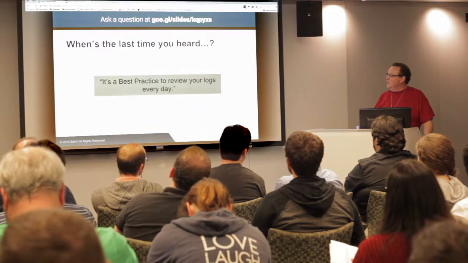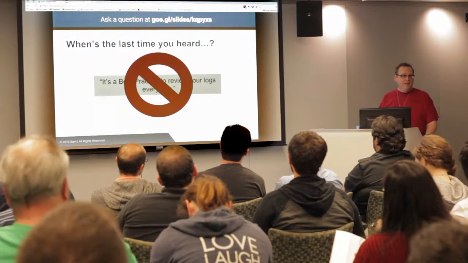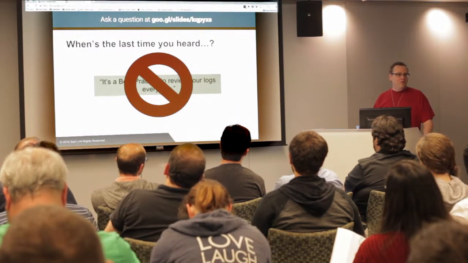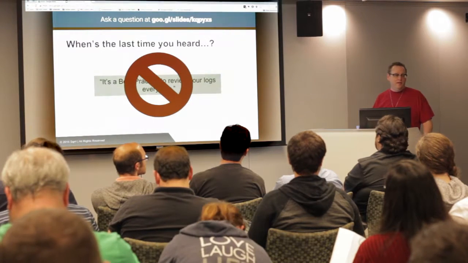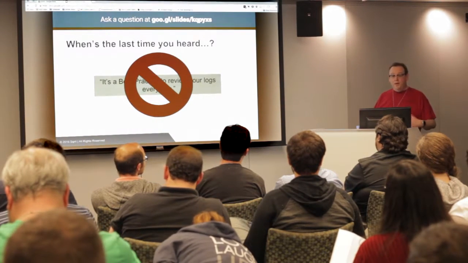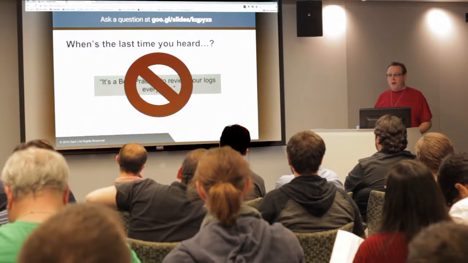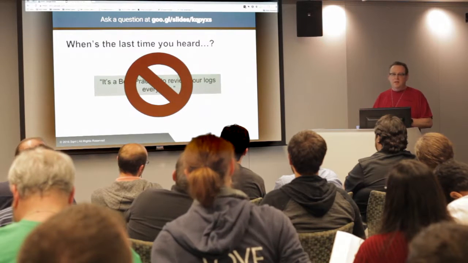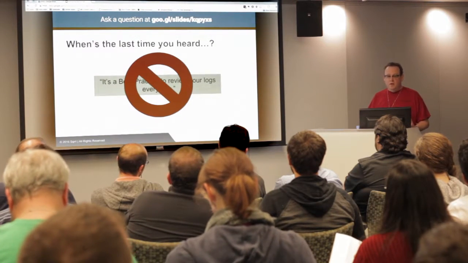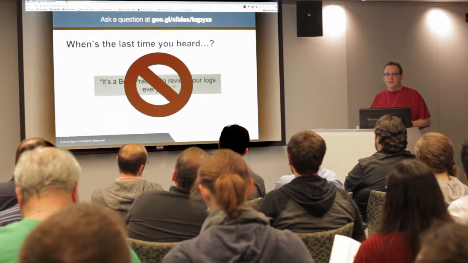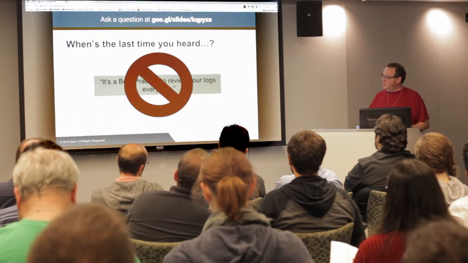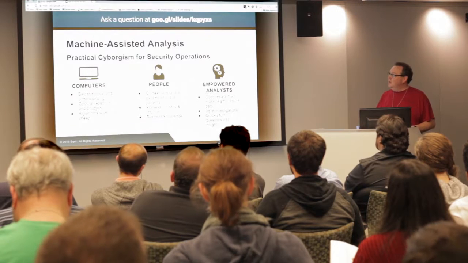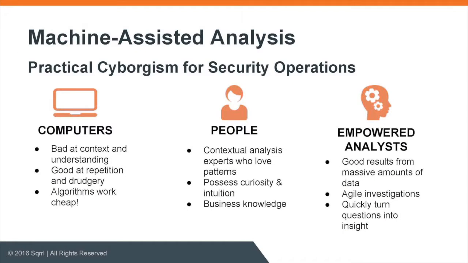And why is that? Well, of course, we have too many logs today. Too many different types, too many instances of the same log type. It's just not a feasible thing to do. Although it really is good advice. If you were able to put a human in front of all your logs who could actually pay attention and concentrate enough to find evil things in them, you probably would get pretty good results, but you can't. That's where this idea of machine-assisted analysis comes in, or probably what I should have called this talk, practical cyborgism for security operations.